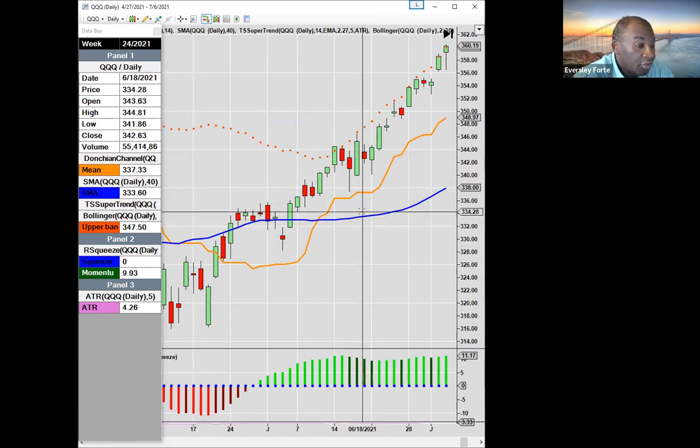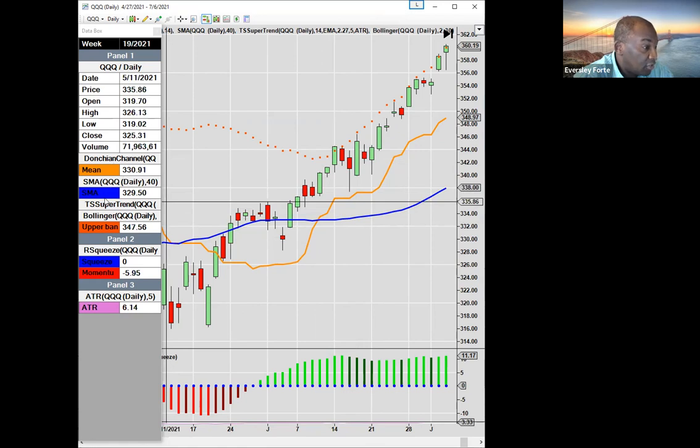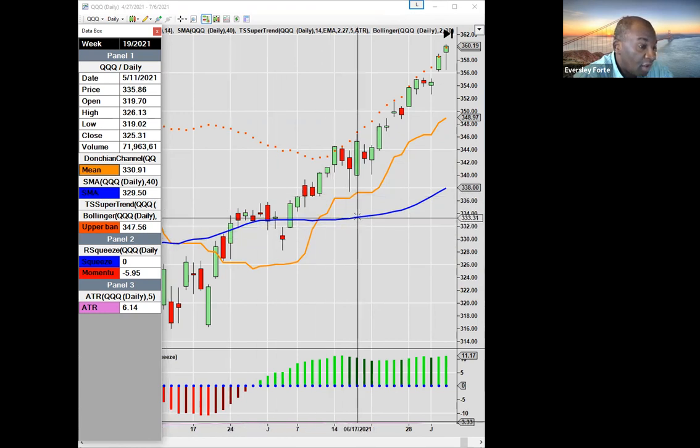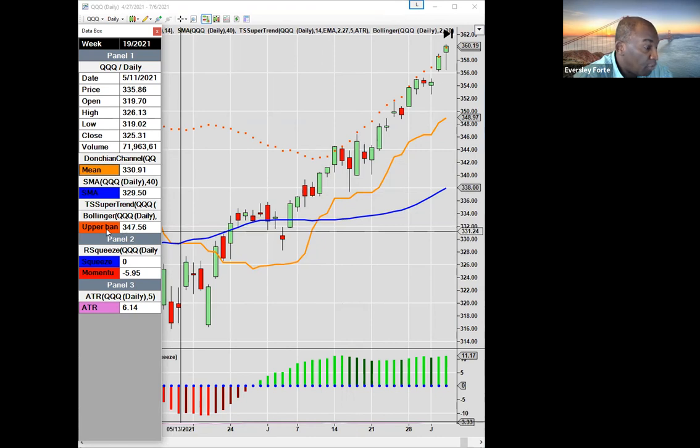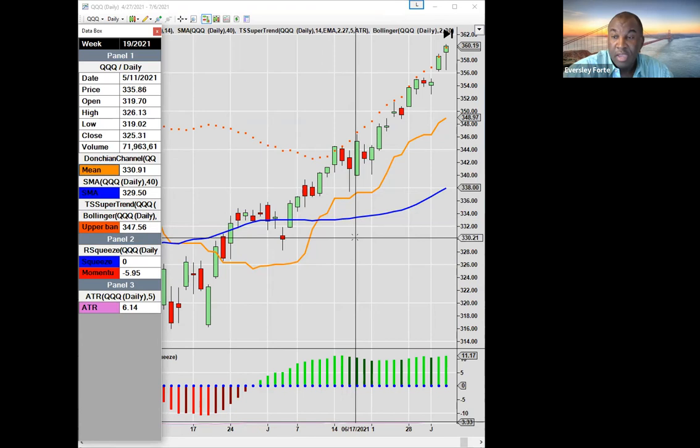The colors on the chart all match the colors in the data box. So when we see the mean here, that matches the Donchian mean. When you see the blue here for the SMA, it matches the value here on the chart. And upper Bollinger Band, it matches the Bollinger Band value. You can't always just know what the value is by eyeballing it. So you have to look at the exact numbers sometimes to see exactly what the values are.